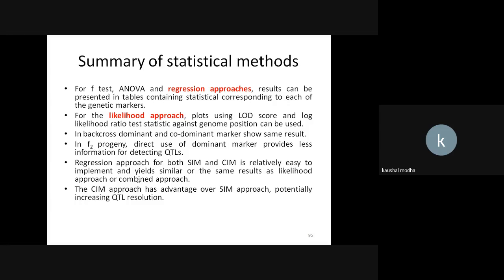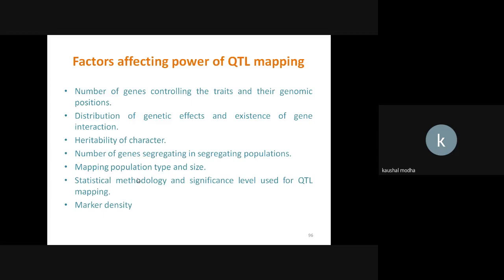Composite interval mapping, as I told you, has benefits over simple interval mapping because it can resolve the linked QTLs. Now, factors affecting the power of QTL mapping. So what factors are responsible? If you want to map QTLs precisely, then these are the considerations. These factors affect your QTL analysis, the power of QTL mapping. Number of genes controlling the trait.